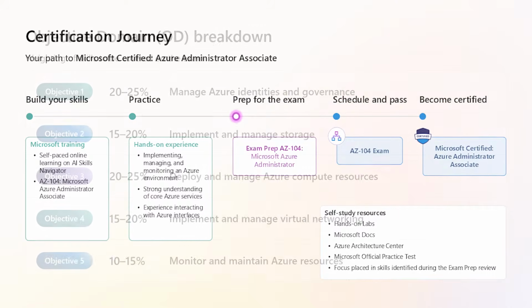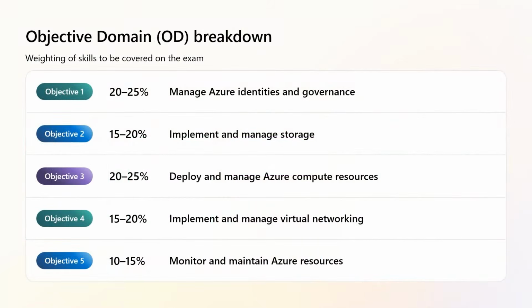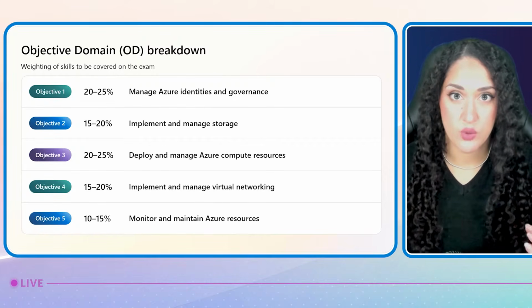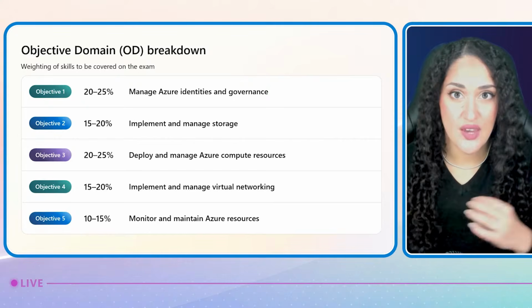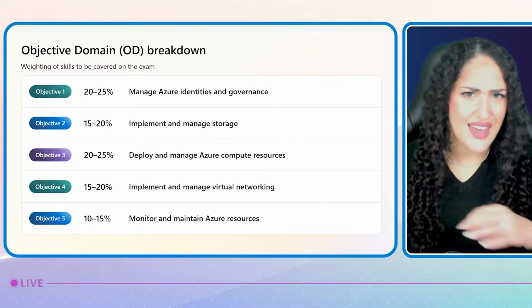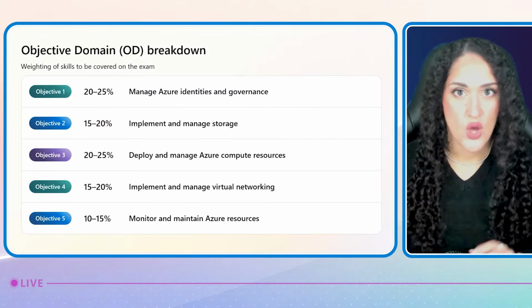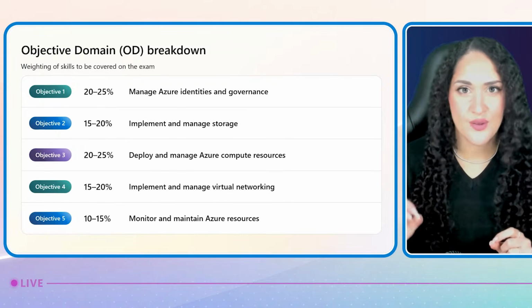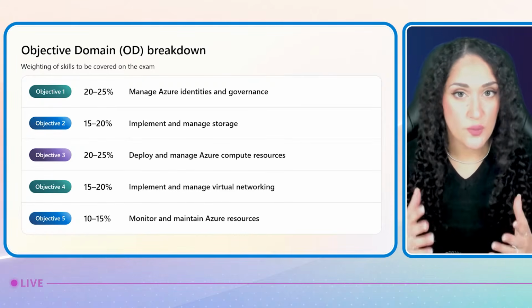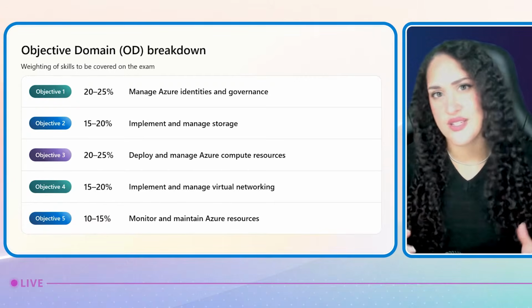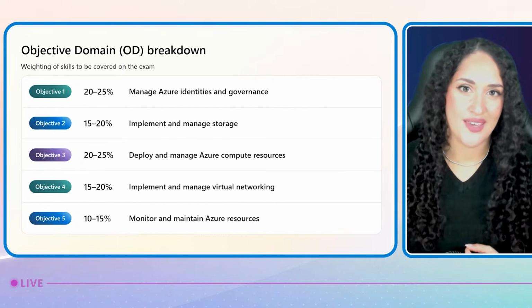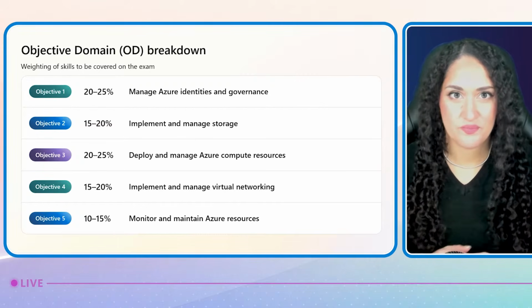Now let's get started. This slide breaks down the 5 objective domains on the AZ-104 exam and their weights. Notice that managing identities and governance and deploying and managing compute resources each carry 20 to 25%. That is nearly half the exam right there. Storage and networking each carry 15 to 20%, and monitoring rounds it out at 10 to 15%. Every domain matters, but if you're short on time, prioritize the heavier weighted areas first. Now let's get started with the first domain and the skills it measures.